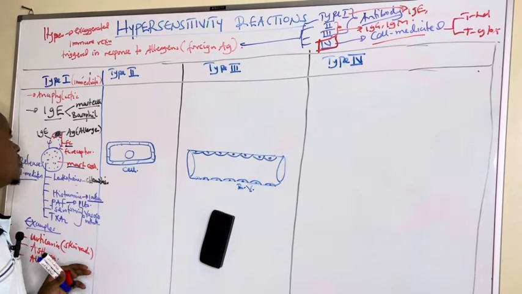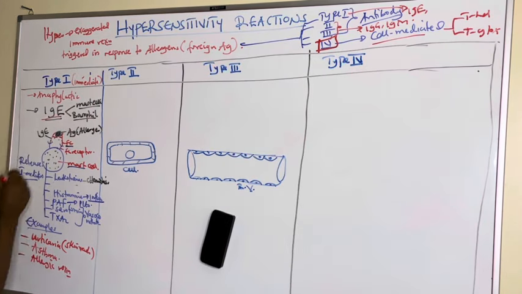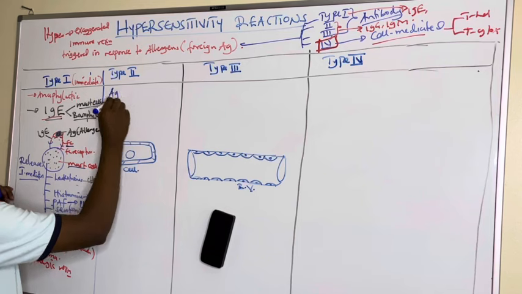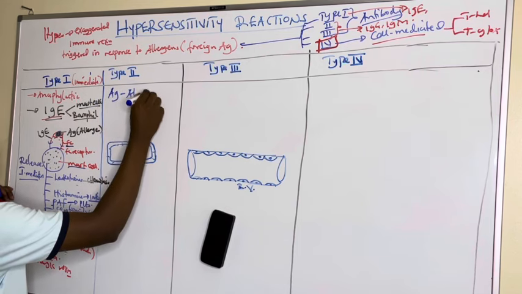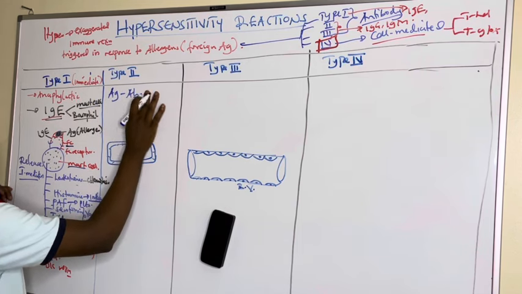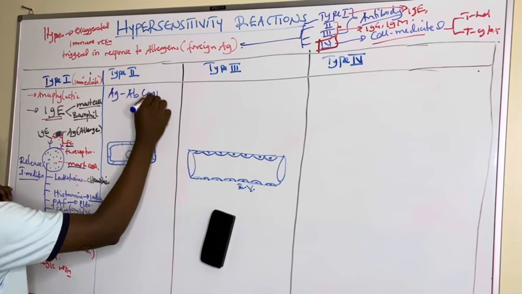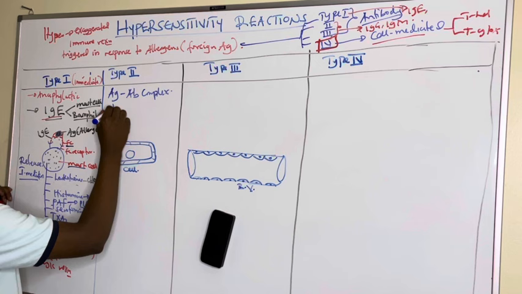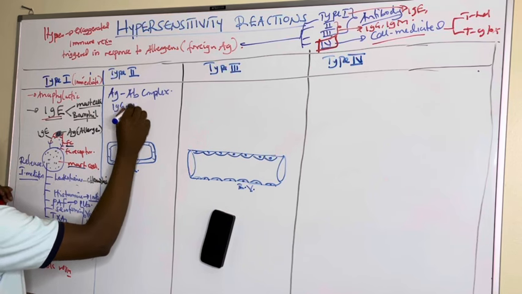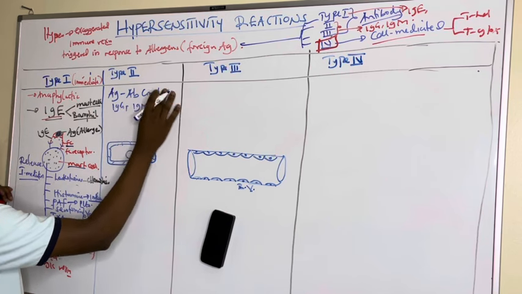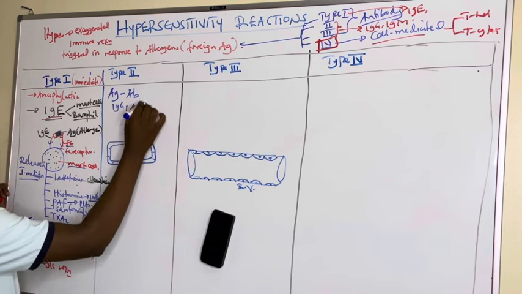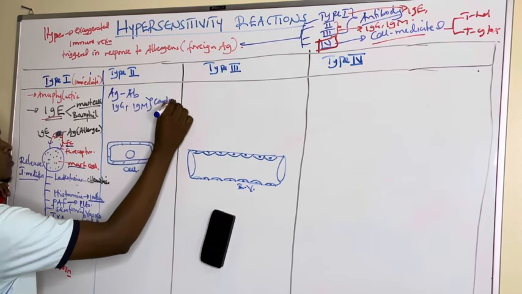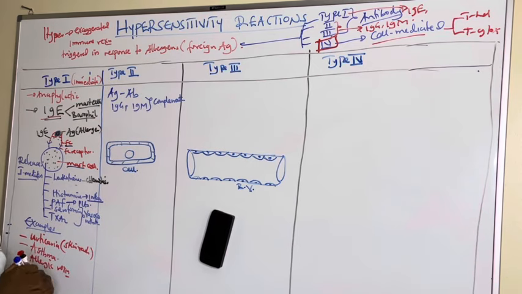And type 2, as we have seen in type 1, it is IgE. In type 2, it involves antigen-antibody reaction, antigen-antibody complex. And this antigen-antibody complex is triggered by the presence of either IgG or IgM. In the presence of IgG or IgM, these guys are able to activate the complement system.